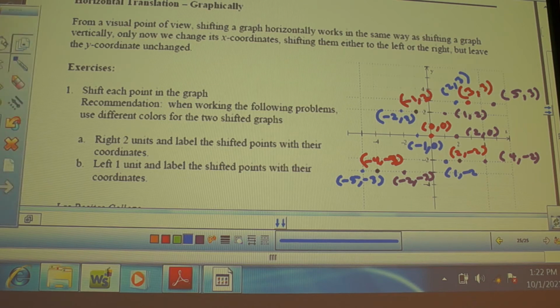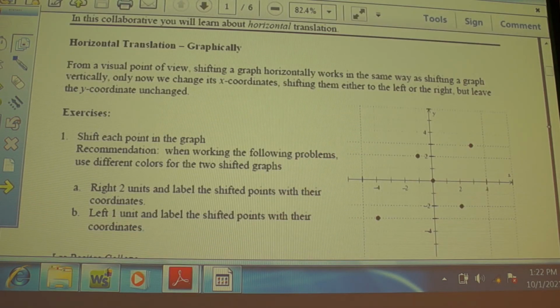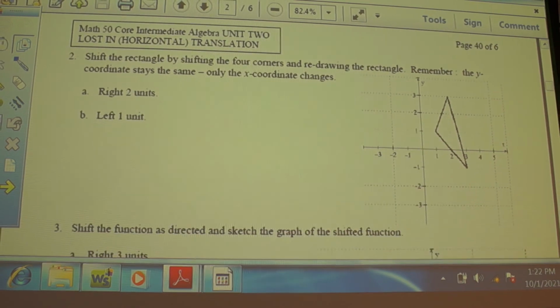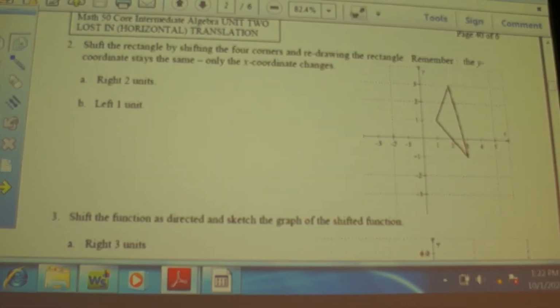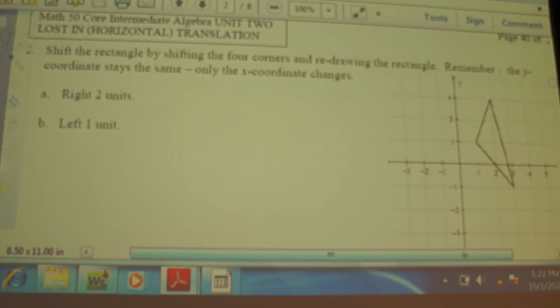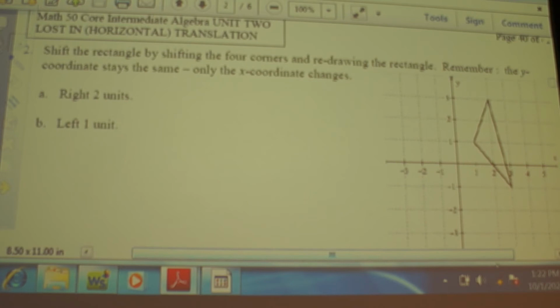So if you didn't finish it, just finish it later. That's totally fine. And just check your answers against the answers on the board. I think we're good with that. I'm comfortable with you guys doing that. So let's take a look at this one here. Shift the rectangle by shifting the 4 corners and redrawing the rectangle.